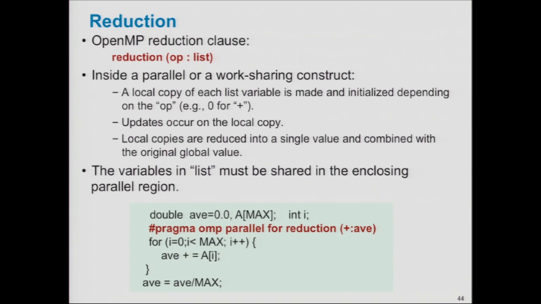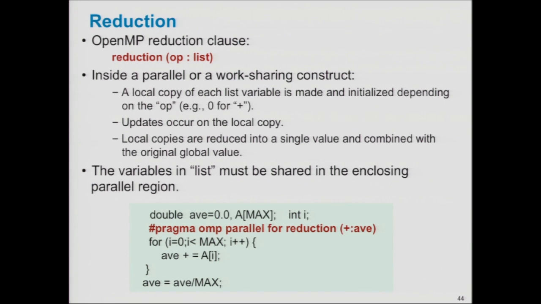And so now what's going to happen is inside of that region that's created for that construct, we're going to create a local copy of each variable in the list, and we're going to initialize it in some sensible way. All right? And in fact, the way we're going to initialize it is with mathematically what we think of as the identity value for the operation we're performing. For addition, we're going to initialize it to 0. Inside the loop, as we go and execute multiple iterations, we're going to do the updates to that private copy.